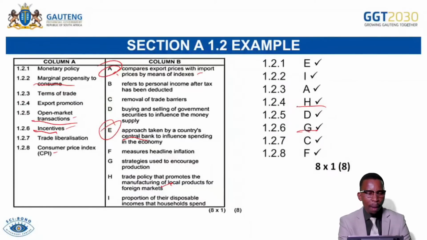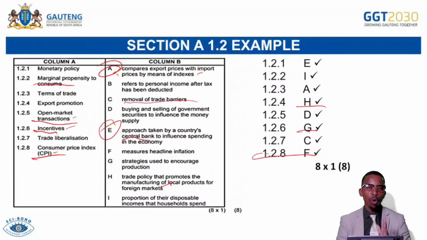And then also, then we check 1.2.7, which is C. What is our C? Removal of trade barriers. And then that's a trade liberalization. That is correct. And then 1.2.8 is F. Measures headline inflation. That's CPI. That's how you deal with this thing.